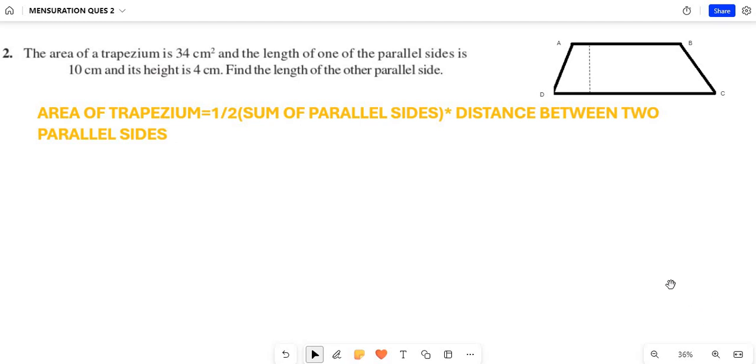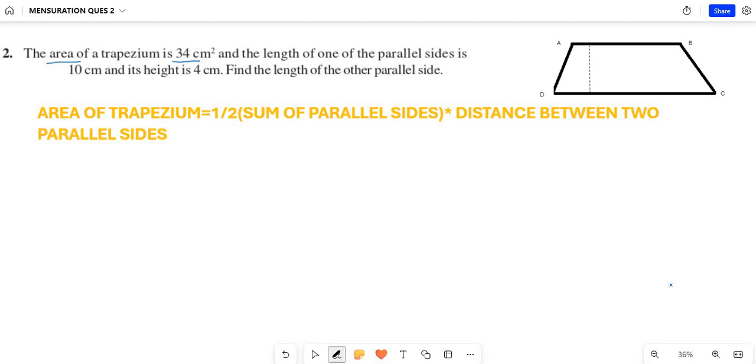Hello everyone. In this video we will learn to solve question number 2 of mensuration chapter. So question number 2 is the area of trapezium is 34 centimeters square. From the question it is clear that area is 34 centimeters square. In your books the diagram is not given with this question. So we will learn to make the diagram as well.